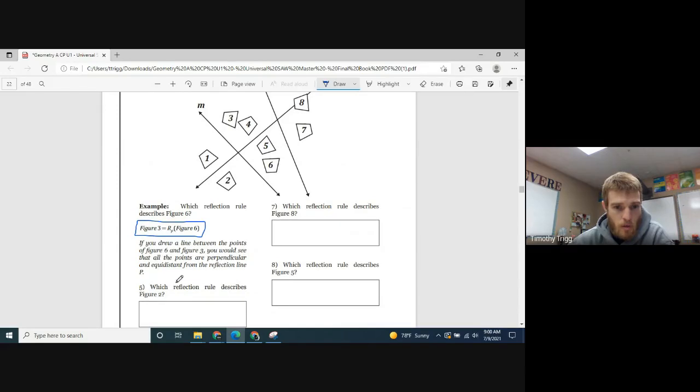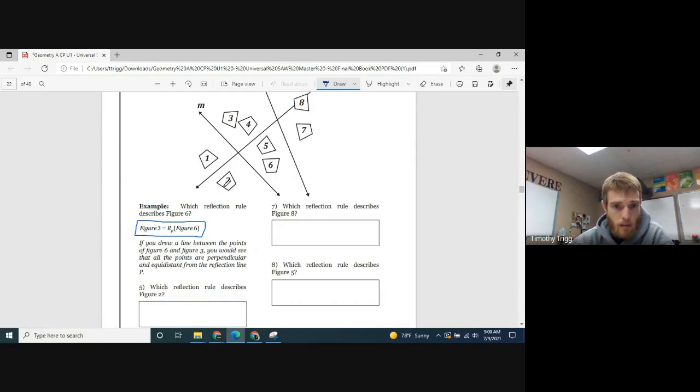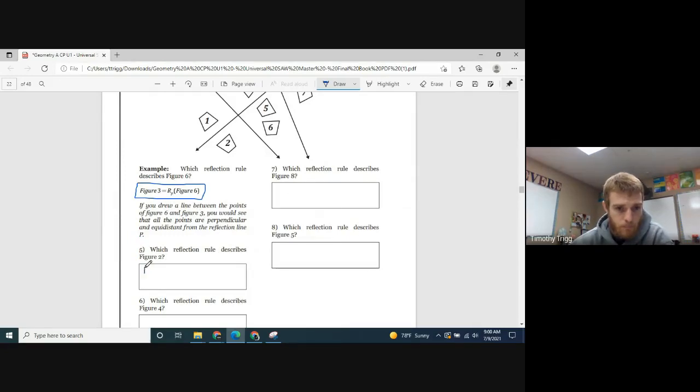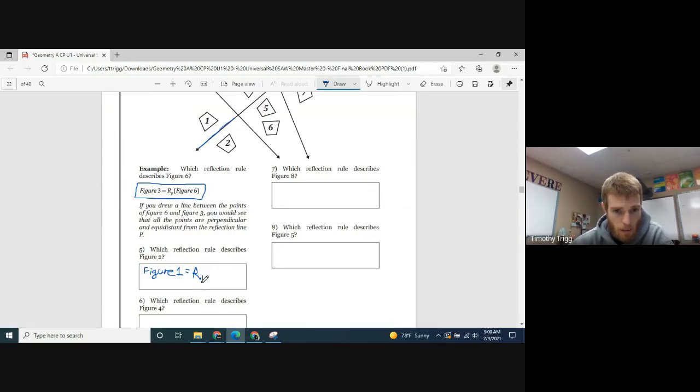So when it says, which reflection rule describes figure 2, I'm looking at question 5 here. So figure 2 is right here. So which of these other shapes would be a reflection to get figure 2? Well, hopefully you can see that it would be figure 1. So we would write figure 1 equals, and then reflecting across. So it's reflecting across this line again, right? That's line P. So take figure 1, reflect across line P, and you get figure 2.